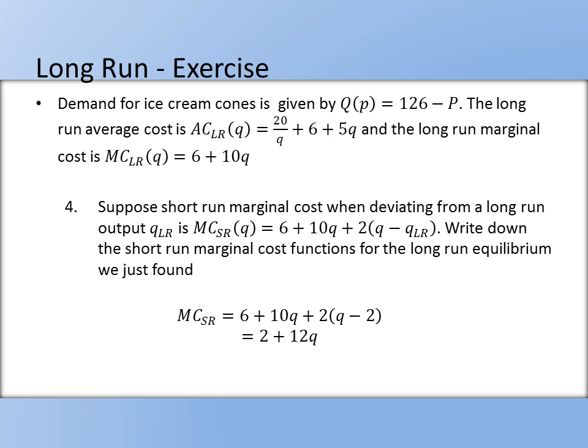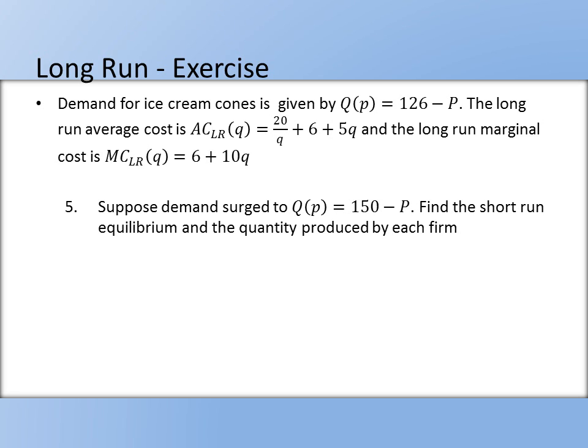4. Now to make the problem more complex, I'm going to add in a twist. Suppose short-run marginal cost when deviating from a long-run output is 6 plus 10Q plus 2 times (Q minus Q long run). Now this is purely to add in some complexity. Write down the short-run marginal cost function for the long-run equilibrium we just found. So this is simply 6 plus 10Q plus 2 times (Q minus 2), which simplifies to 2 plus 12Q.